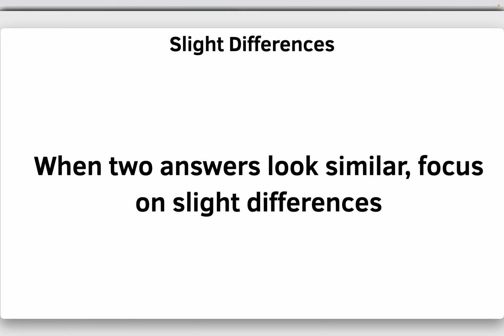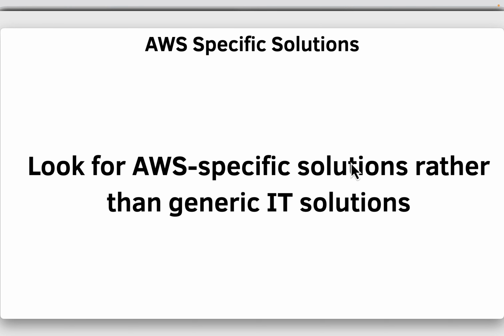And a quick strategy: identify the question's key requirement, read each answer word by word, and the correct answer often hinges on a single term that perfectly matches the scenario. Next is AWS specific solutions. Look for AWS specific solutions rather than generic IT solutions. I have a lot of examples for this. You choose Amazon RDS over a standalone MySQL installation. Prefer Amazon CloudWatch over third-party monitoring solutions.